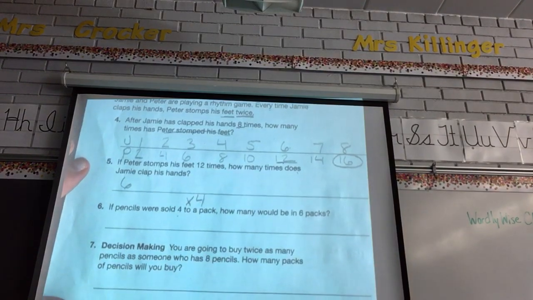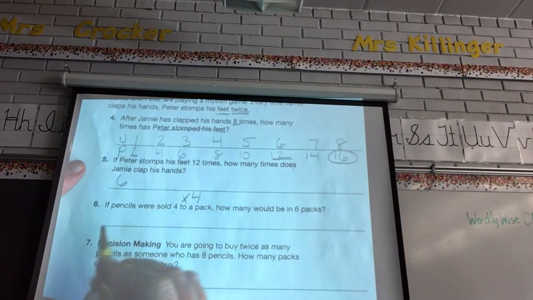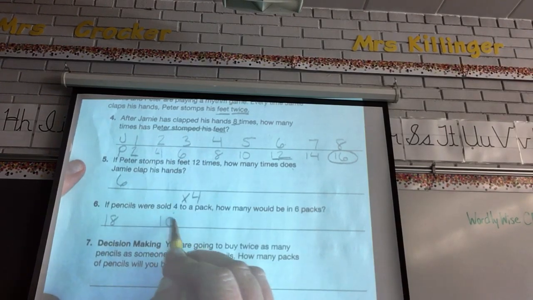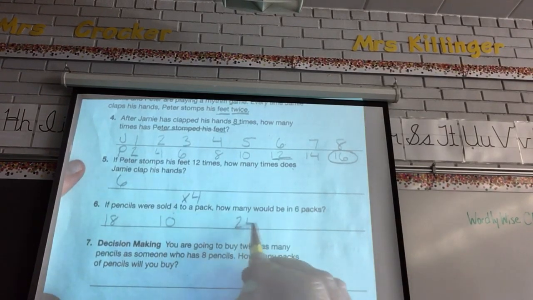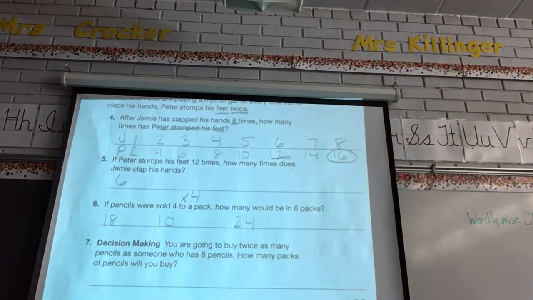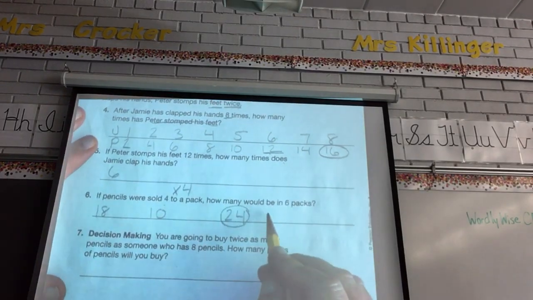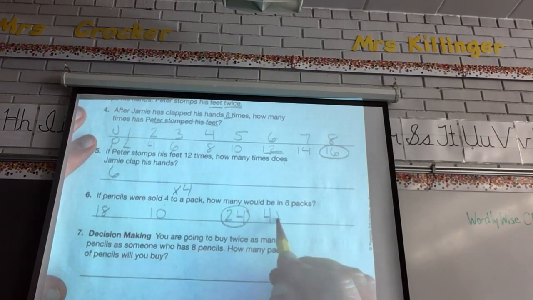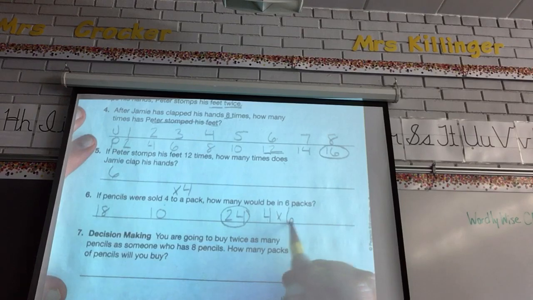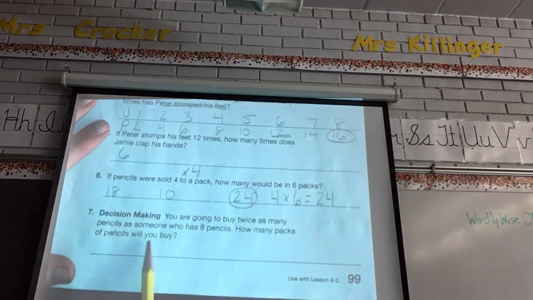If pencils were sold 4 to a pack, so guys, each pack has 4. How many would be in 6 packs? Is my answer 18, 10, or 24? Pause the video, work it out. Of course, your answer is 24 because you have 4 in each pack times 6 packs. That gives us 24.